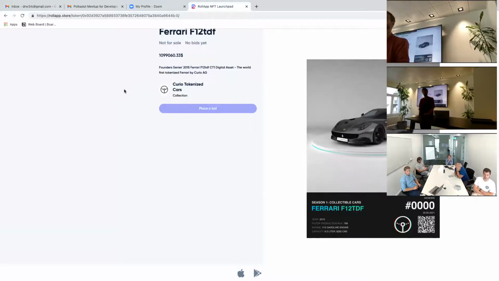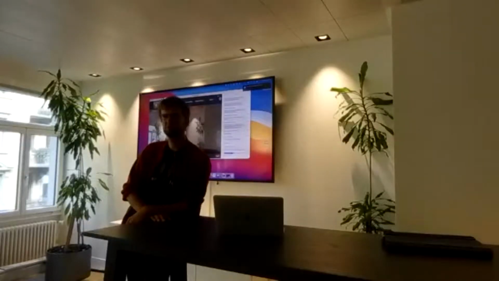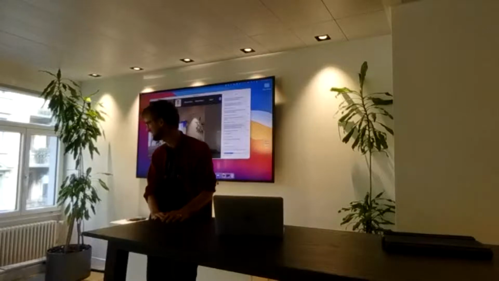Okay, so how should we call the group? Well, why not trusted execution for privacy? Good. Trusted execution, for privacy and scalability. It's also about scalability.